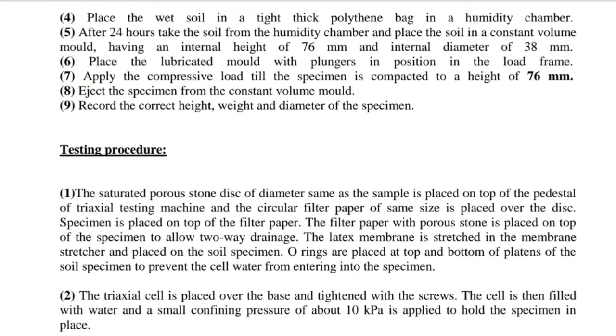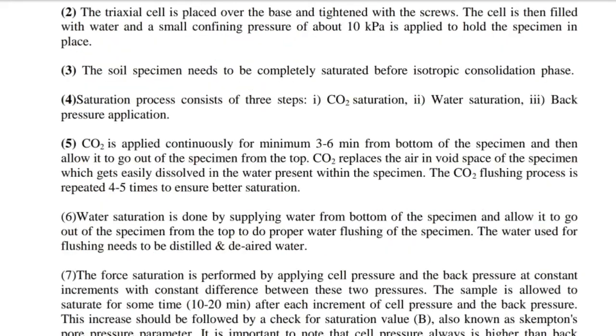The latex membrane is stretched in the membrane stretcher and placed on the soil specimen. O-rings are placed at top and bottom of the specimen to prevent the cell water from entering into the specimen. 2. The triaxial cell is placed over the base and tightened with the screws. The cell is then filled with water and a small confining pressure of about 10 kPa is applied to hold the specimen in place.